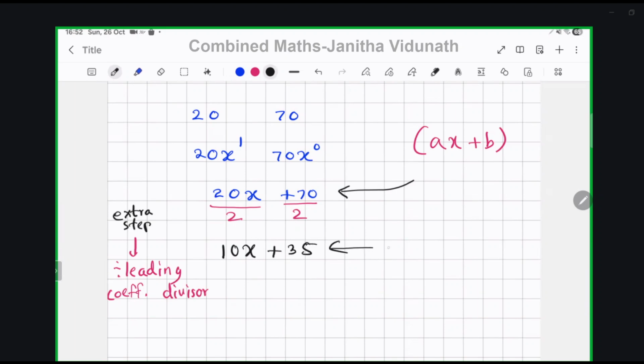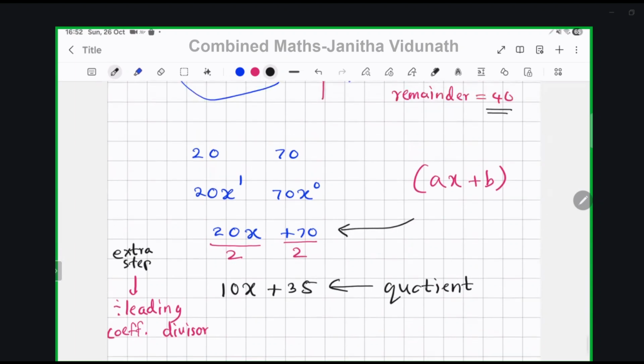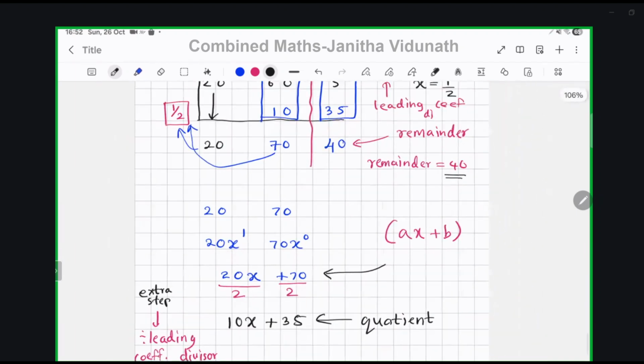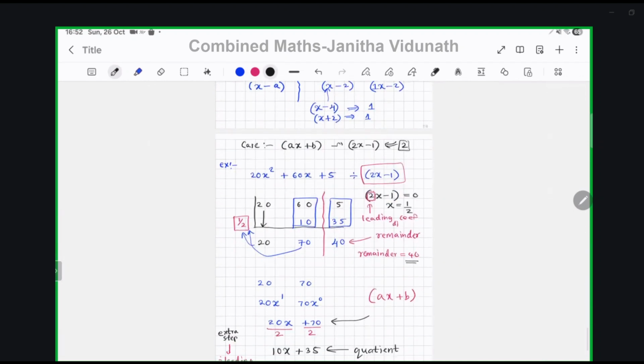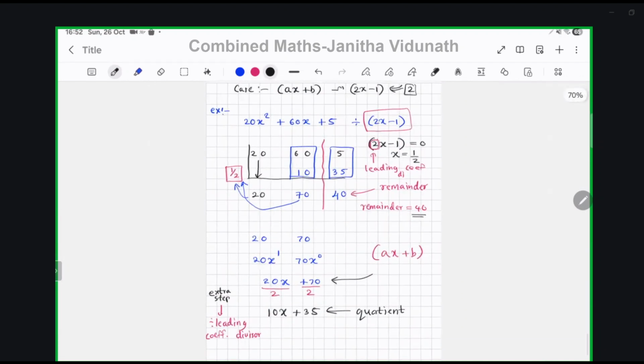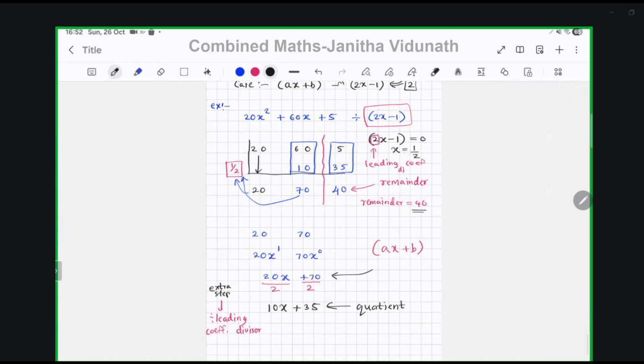This is the final quotient. All the steps are the same as previous, but in the last step, when we are finding the quotient, we need to divide all the terms of the quotient by the leading coefficient of the divisor. Okay, first write down those things. I will explain another example and give you some questions to try.